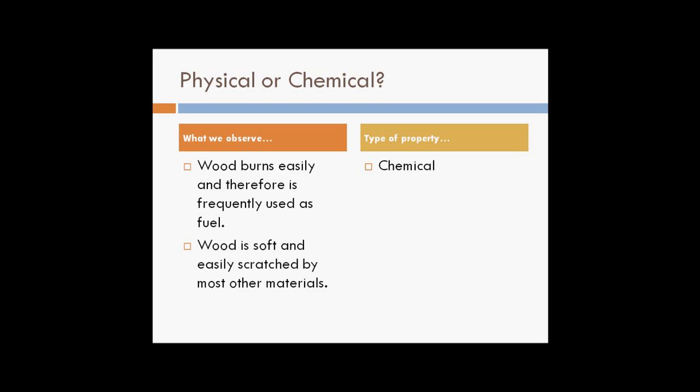Wood is also soft and easily scratched by most other materials. So would that be physical or chemical? That would be physical, because we are talking about hardness. Hardness is our ability to be scratched by other things. Remember that.